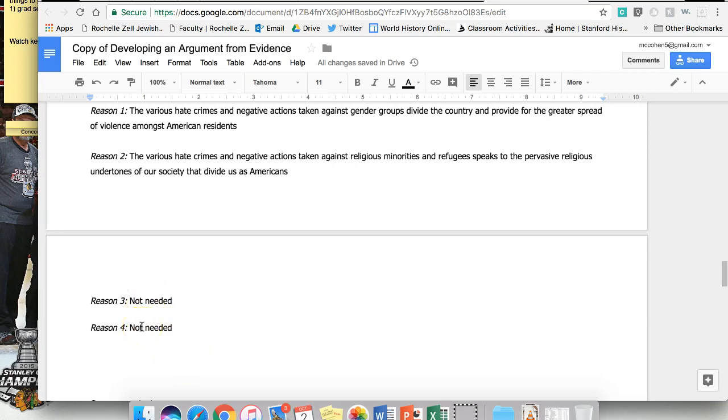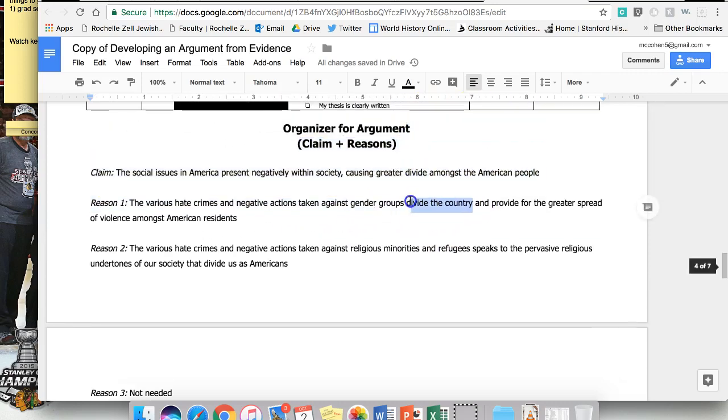Now, based on these 2, what sort of theme am I seeing here? Well, I see hate crimes and negative actions, so that's part of the first part of the question, but really I want to be answering to what extent. So I see this idea of divide, and I see this idea of divide here. So that seems to me to be the common theme between the 2.